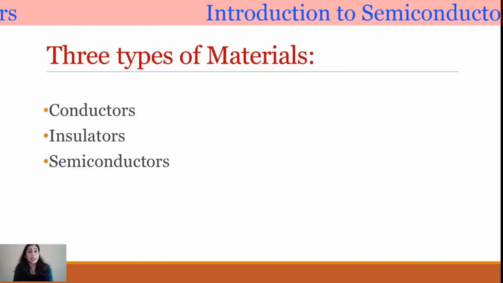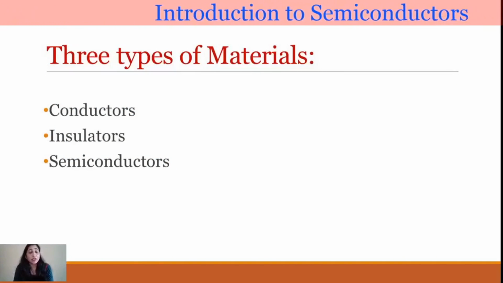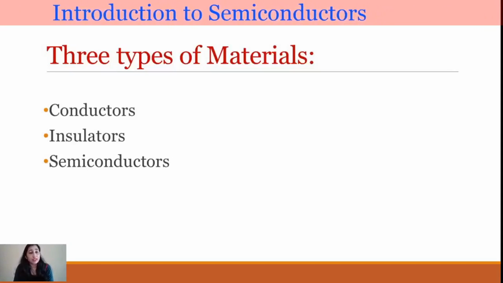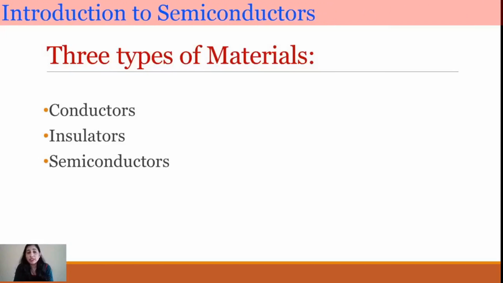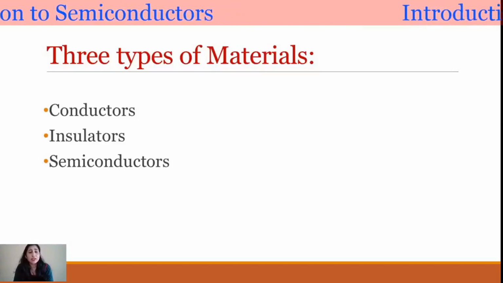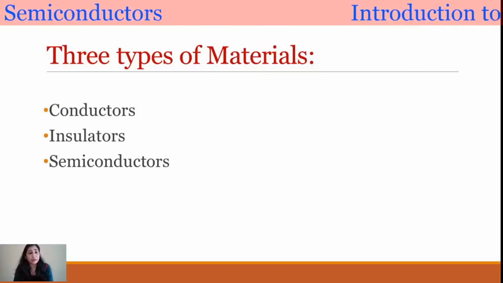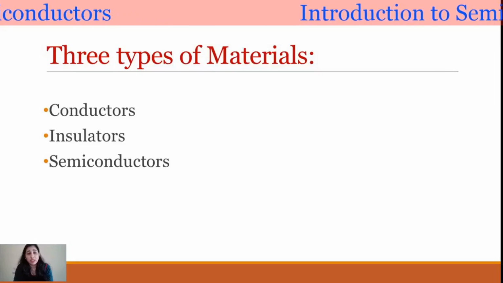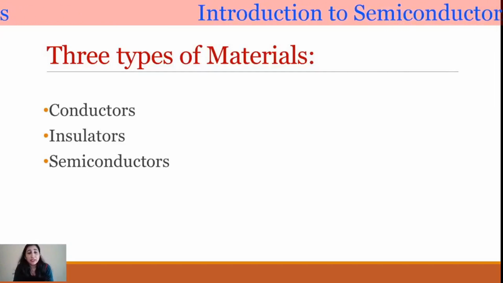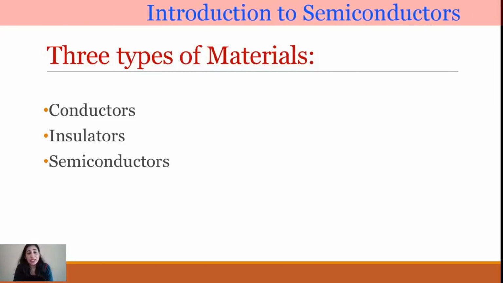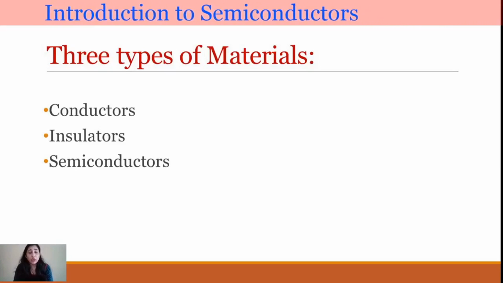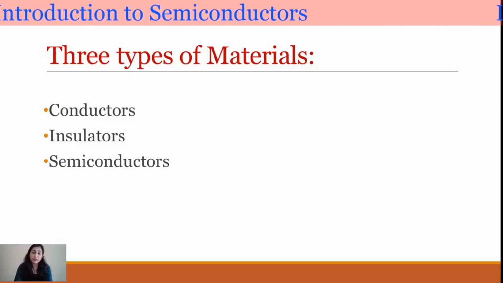There are three types of material if we categorize on the basis of their conduction properties. Number one, conductors. Number two, insulators. And number three, semiconductors. Let us discuss them briefly one by one. So first, conductors. As the name suggests, conductors conduct. Conductors are those materials which allow electricity to pass through them.